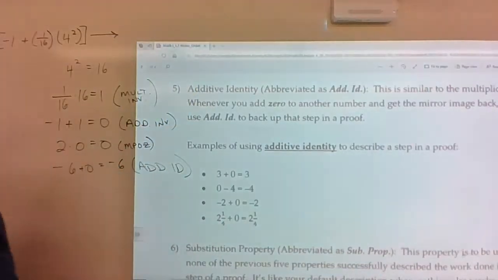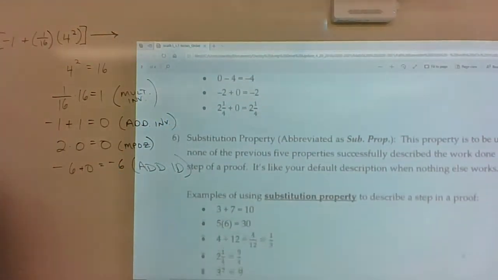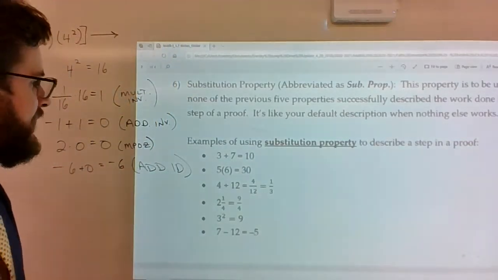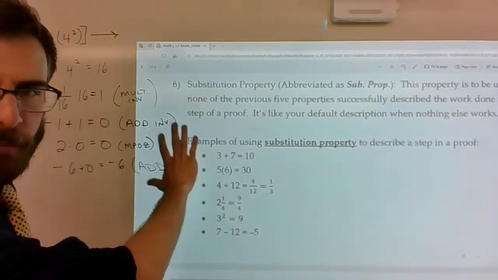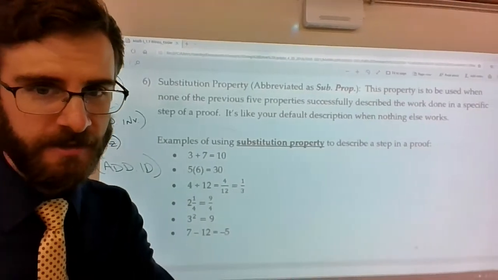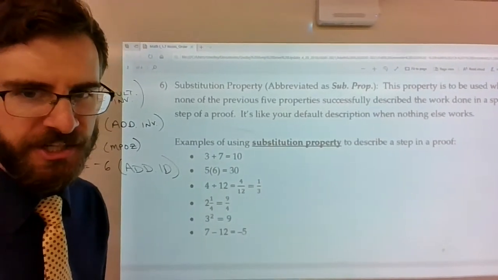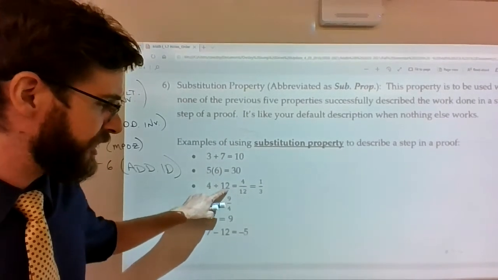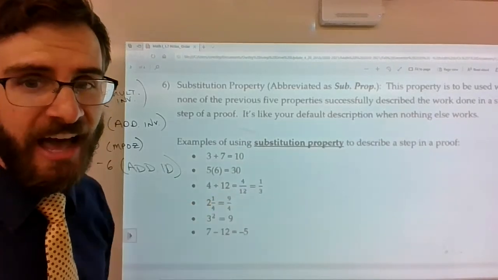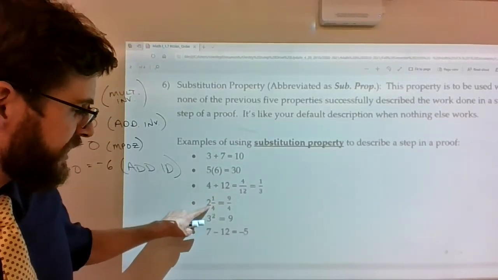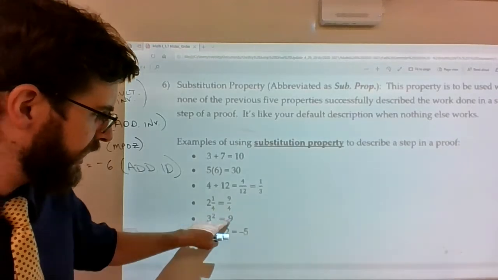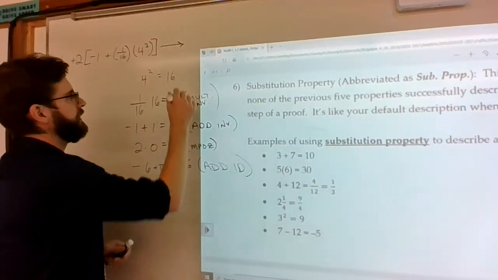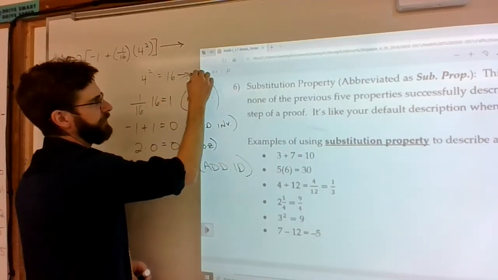Last property. This is kind of like the discard pile. It's substitution property. If it doesn't share any of those special properties, it's substitution. So we're talking regular calculations. 3 plus 7 equals 10. 5 times 6 equals 30. If you're dividing and you have to convert it into a fraction and reduce, that would be substitution as well. Turning a mixed number into a fraction, squaring a number. So when you look at our first proof, this number would be the substitution property.